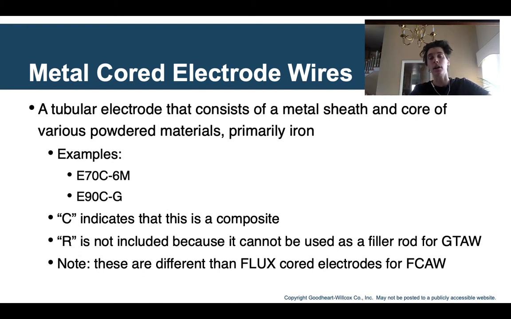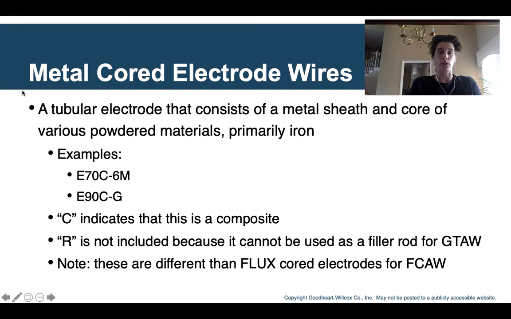Now, a whole other kind of electrode, again something we don't use or encounter here at OCC, but something you might come across out in the wild. There can be tubular electrodes that are metal outside and then a core of powdered materials, primarily pure iron. That is different than a flux core wire, where the inside is flux to create a shielding gas that shields the weld. This is a tubular wire that has powdered metals inside of it. So these are some different names for different metal core electrode wires.